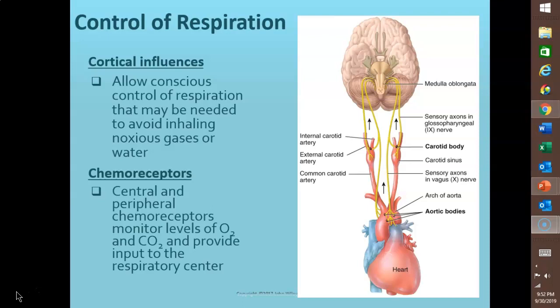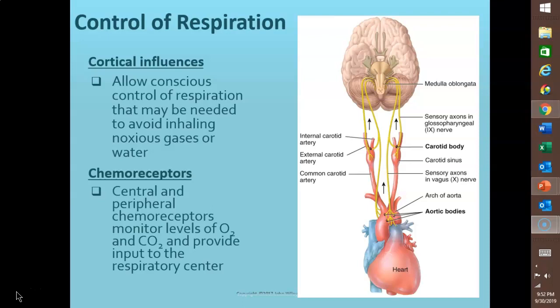arteries. So these chemoreceptors are part of the peripheral nervous system, and they're sensitive to changes in the partial pressure of oxygen, the partial pressure of CO2, and hydrogen ions in the blood. Once these detect those changing levels, that information can then be sent to the respiratory centers, and the rate and depth of breathing can be altered to either get rid of more CO2 or to hold more CO2.